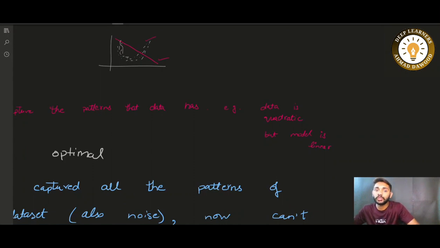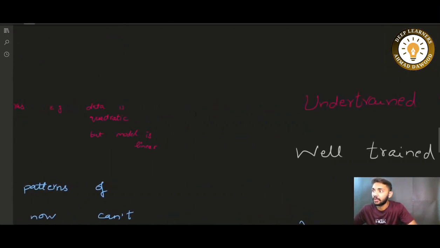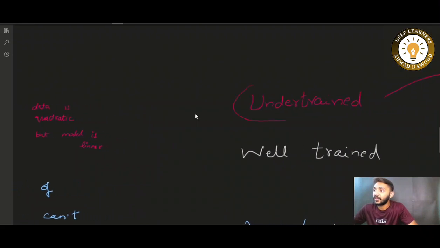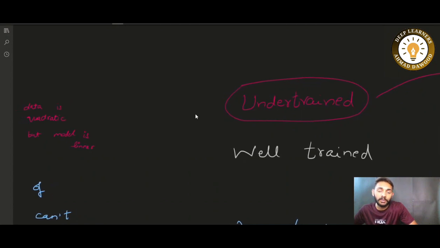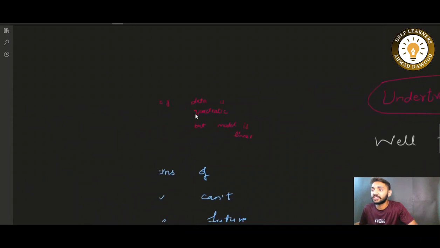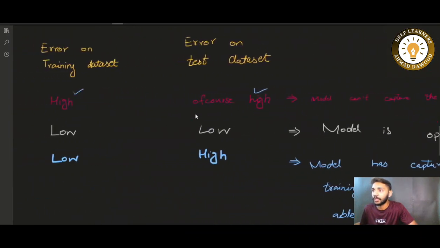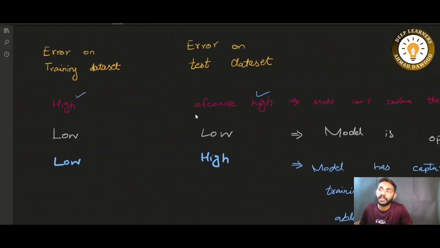That case we usually call under training. We say our model is under trained in that case. The reason is that we are using a less powerful or less complex model for our data set. The data has more complexity, but our model is not powerful enough to capture that type of complex pattern. So this is one scenario: if we have high error on the training data set and high error on the test data set, we can say our model is under trained.